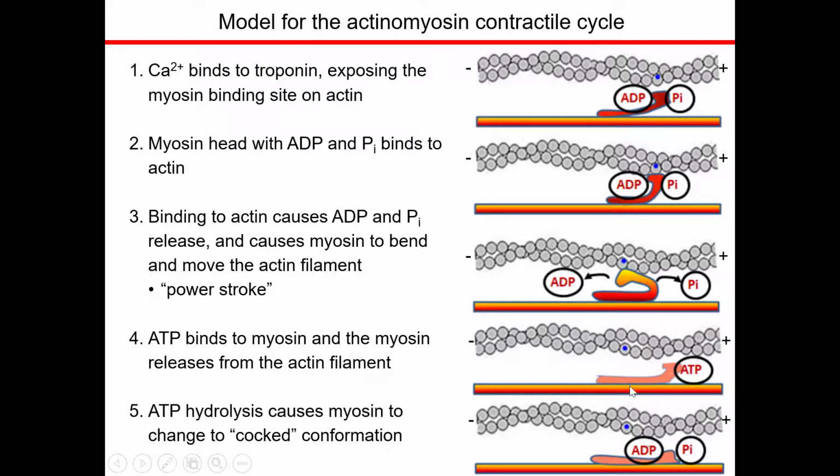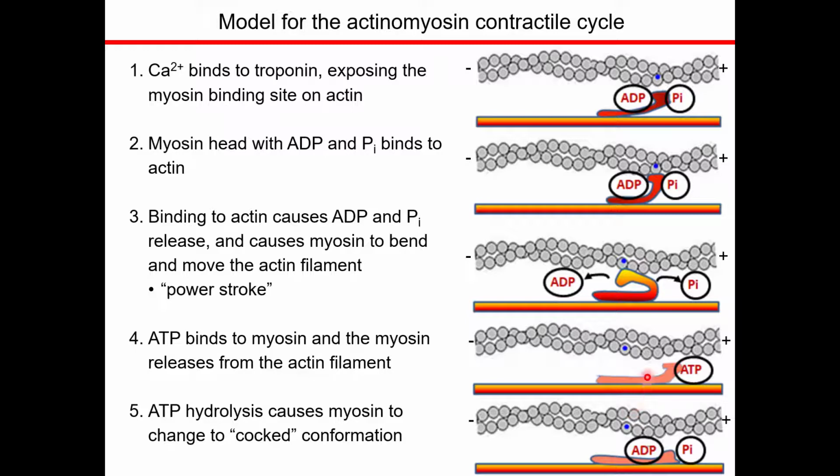As long as there is enough calcium in the muscle cell to keep the active sites on the actin exposed, then we're going to repeat steps 2 through 5, and the myosin will again bind to the actin. It will bend to move the actin. It will release, and then it will attach again and keep going through the cycle, again, as long as there's enough calcium to allow the active site to be exposed.